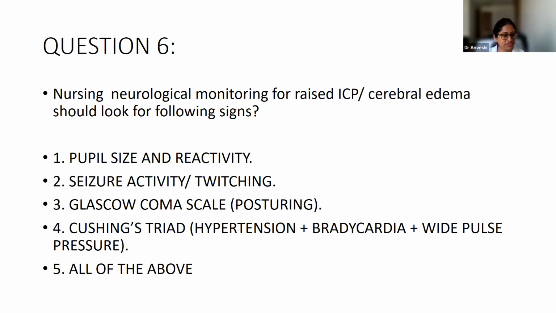So our next question is, nursing neurological monitoring for raised ICP or cerebral edema should look for the following signs. The question says, being a nurse, how do you neurologically monitor a patient? What aids do you use? Option 1, pupillary size and reactivity. Option 2, seizure activity or twitching. Option 3, Glasgow Coma Scale or posturing. Option 4, Cushing's triad. Option 5, all of the above. Please type your answers in the chat box.